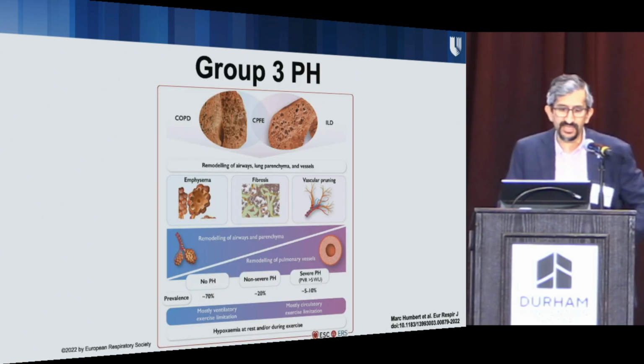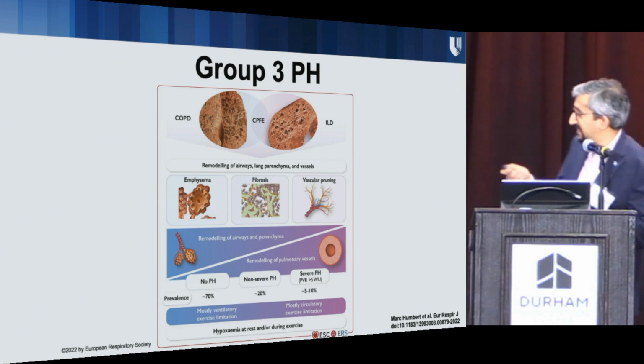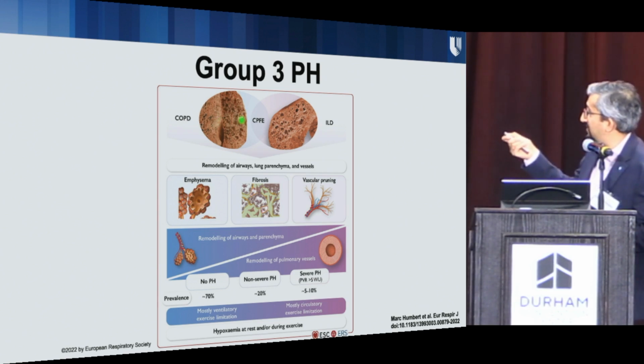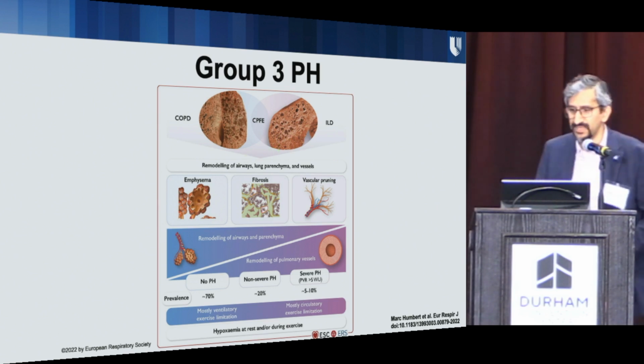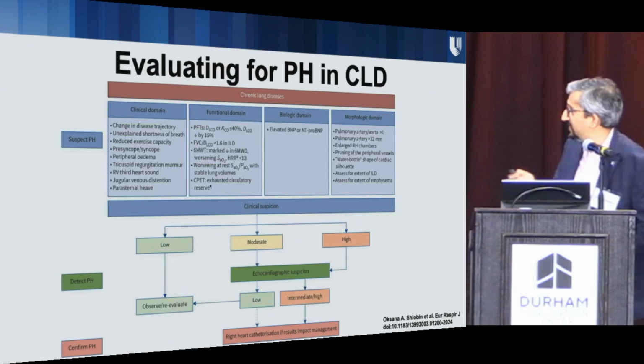Okay, how about group 3 pH? Now, of course, you can see it in any chronic lung disease, COPD, ILD, or in between, we have CPFE. But really, the data that we have for showing a benefit of these therapies, or really of one therapy, is in PH-ILD. And in PH-ILD, first off, how do we evaluate these patients?